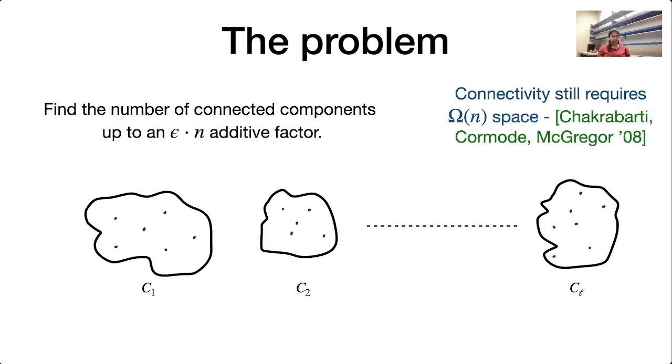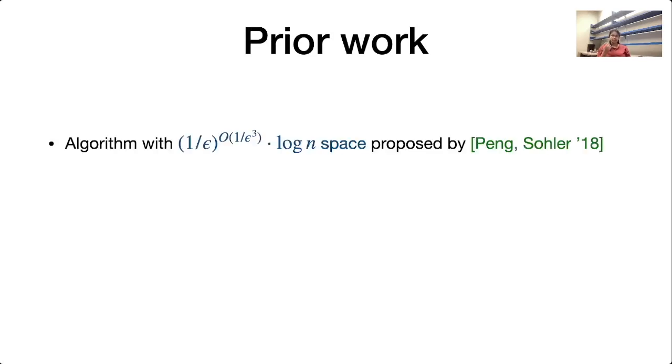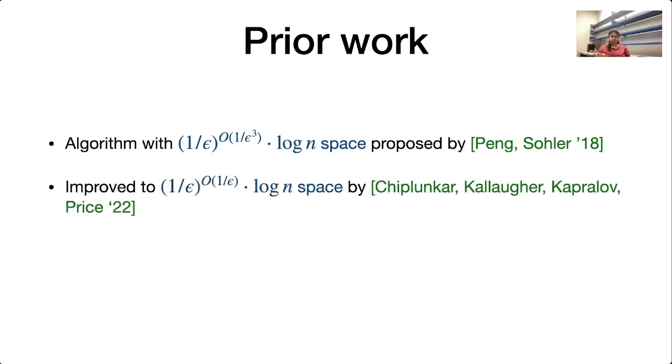Even in this random order setting, solving connectivity requires omega of n space, and this was shown by Chakrabarti, Cormode, and McGregor in 2008. I'm going to talk about some prior work for this problem in this setting. It was shown by Peng and Sohler that you can solve this with 1 by epsilon raised to order of 1 by epsilon cubed times log n space in 2018. And this was later improved to 1 by epsilon raised to order of 1 by epsilon times log n space by Chiplunkar, Kapralov, Khanna, and Price in 2022.